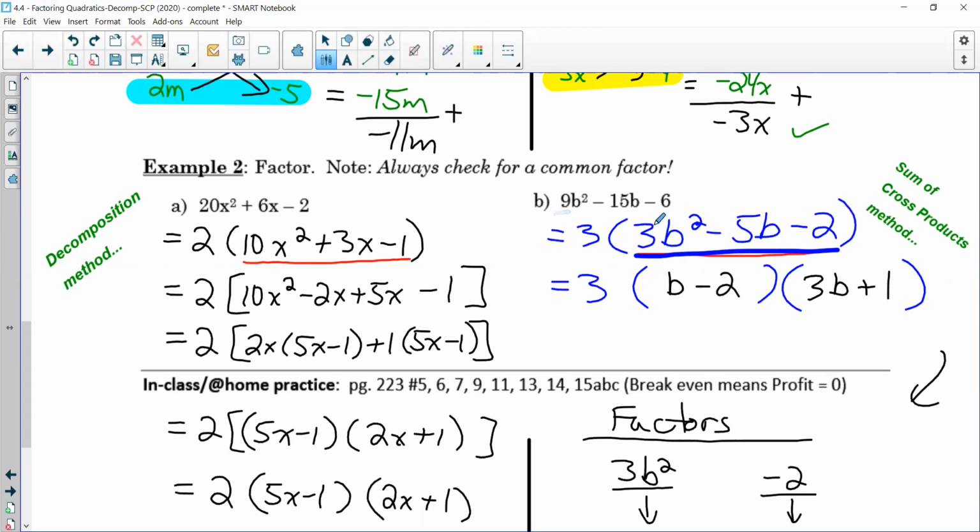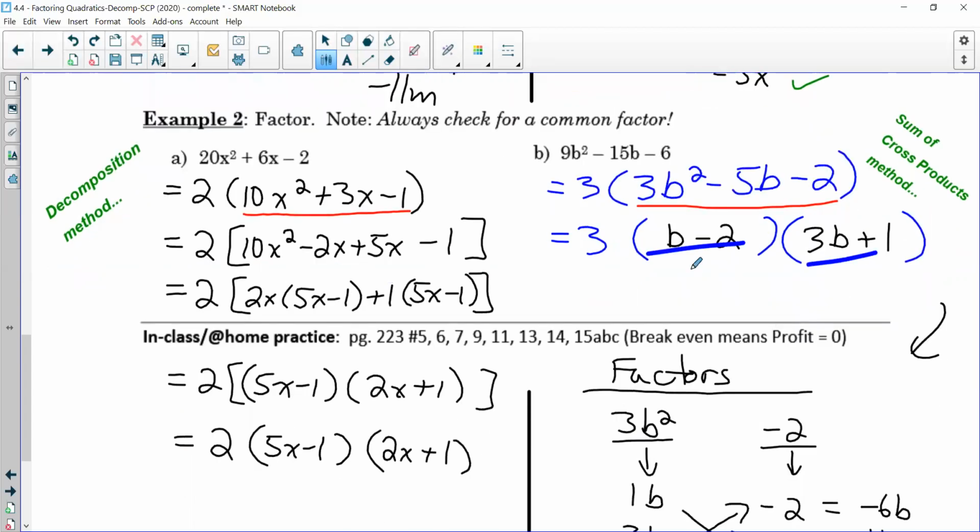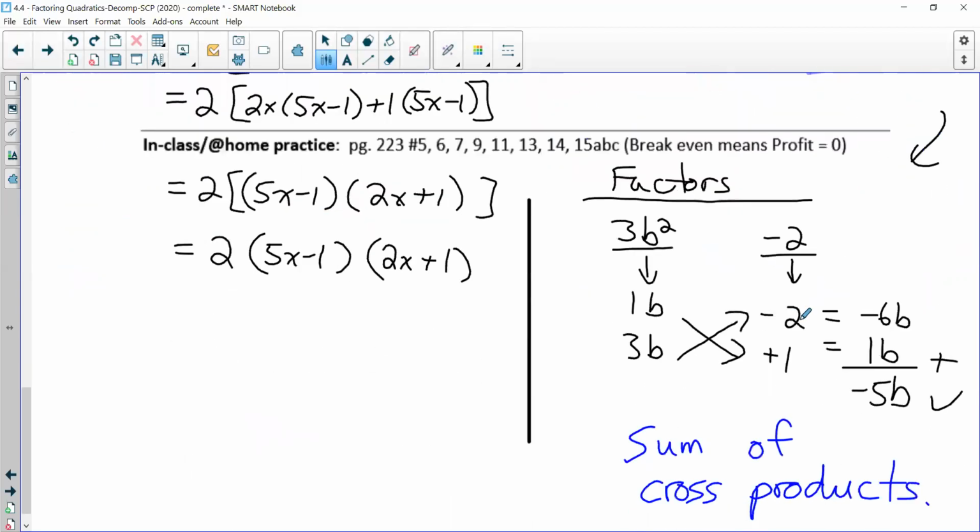In this technique, this is sum of cross products. The reason why I was jumping straight to the answer is because the rough work is down here. Factors of 3b squared, factors of negative 2, we want the sum to be negative 5b. After a little bit of playing around, I want 1b times 3b as factors for 3b squared. I want negative 2 and positive 1 for the factors here.